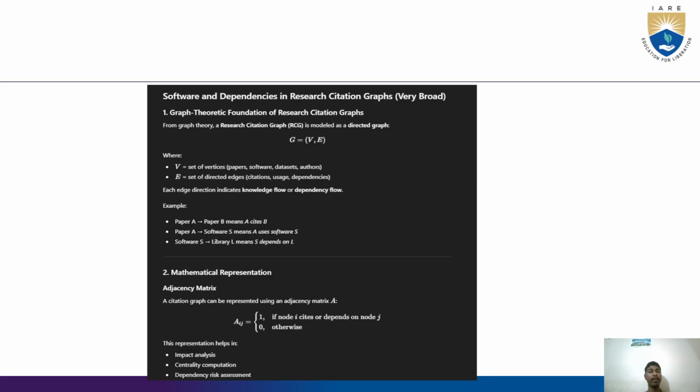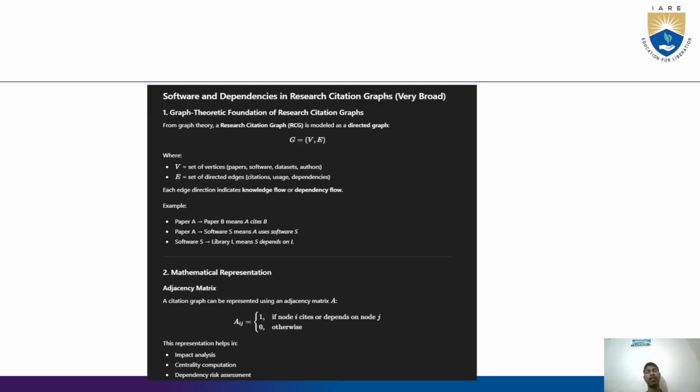For example, paper A and paper B. Paper A to paper B means A cites B. Paper A to software S means A uses software S. Software S to library L means S depends on L. Number two, mathematical representation. Adjacency matrix.